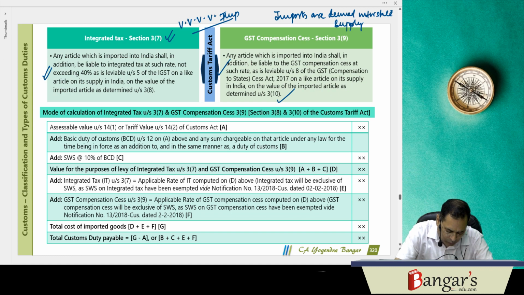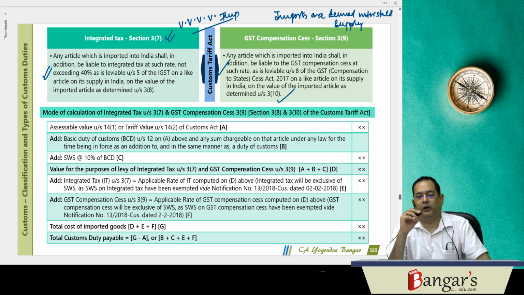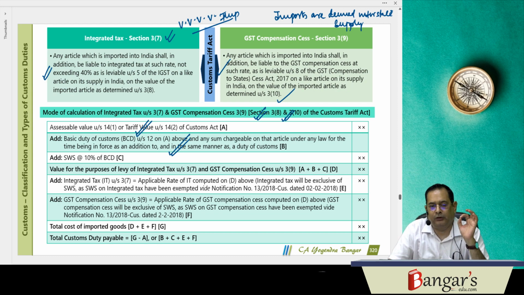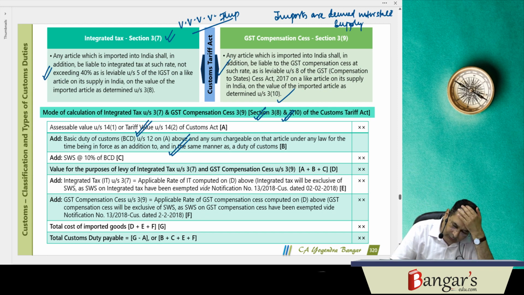So how will you calculate the integrated tax and GST compensation cess? Let us see. 3(8) and 3(10). First of all, we will determine the assessable value under section 14(1) and tariff value under section 14(2). Assessable value is determined under 14(1) and tariff value is determined under 14(2). On that, what will be added? On that, basic custom duty is added, or any other sum chargeable on the imported article under any law for the time being in force, in addition to the basic custom duty.